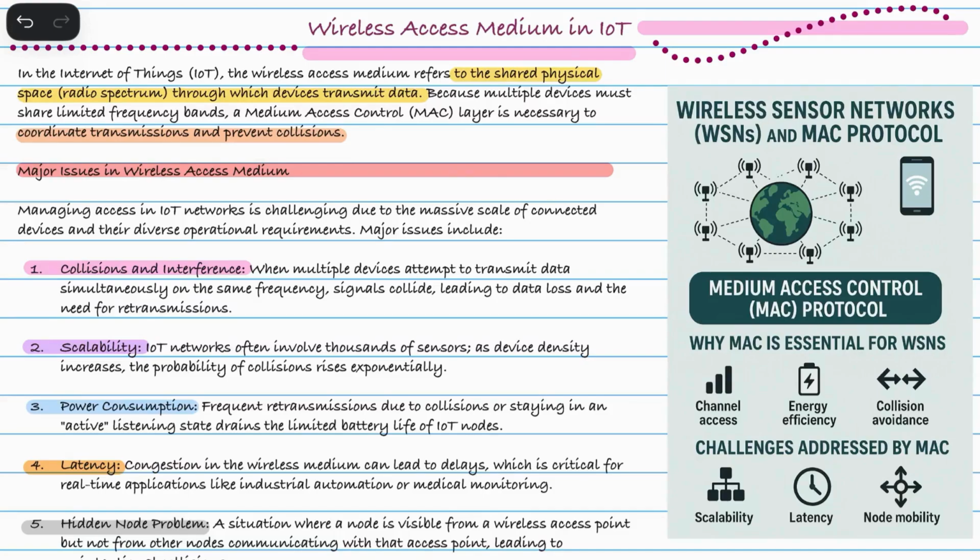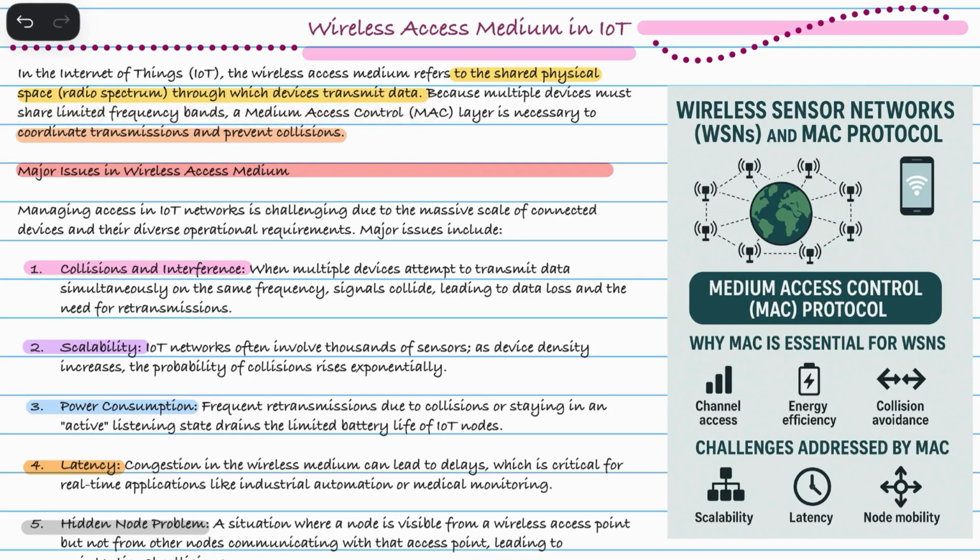What is basically wireless access medium? Wireless space is a shared resource. When an IoT device transmits the data, it sends out radio waves through open air. This open air is what we call wireless access medium. So it is a shared physical space, right, through which devices transmit the data.